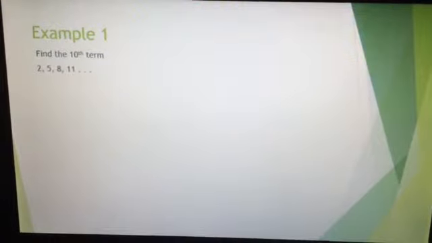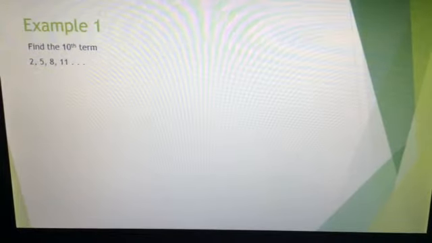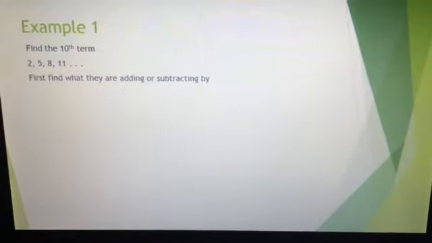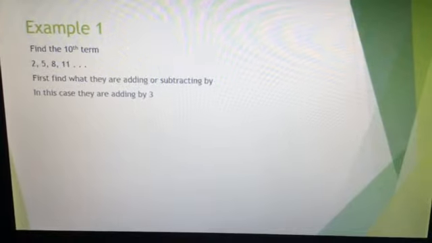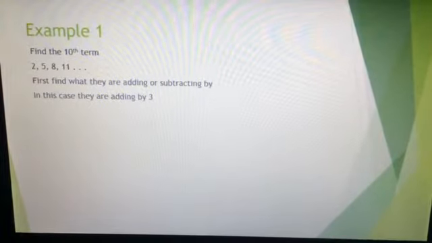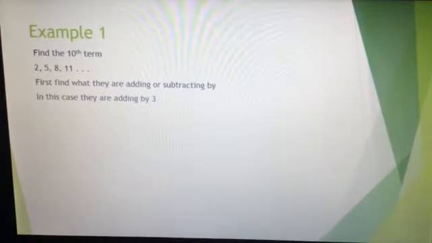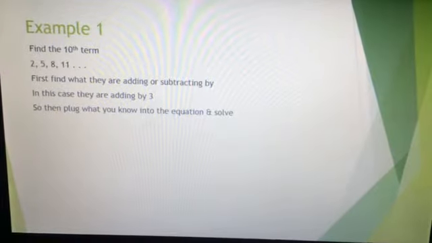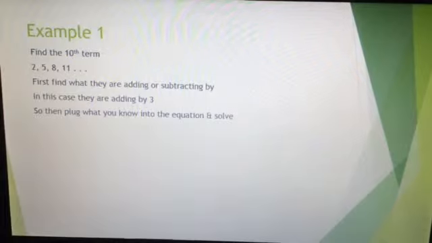Example 1. We're going to find the 10th term of the arithmetic sequence 2, 5, 8, and 11. First we're going to want to find what they're adding or subtracting by. In this case, they would be adding 3, because 2 to 5 is 3, 5 to 8 is 3, 8 to 11 is 3. It's kind of a guess and check thing. Then you plug what you know into the equation, and then you solve.